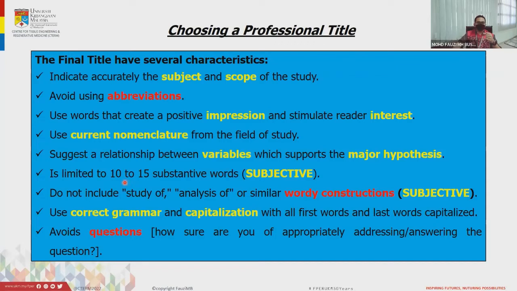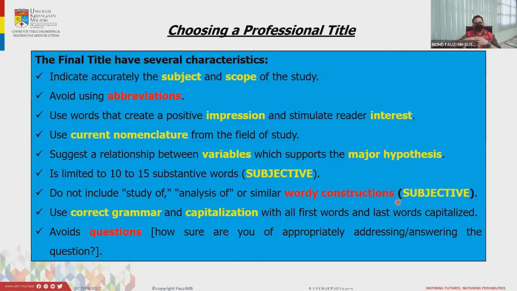And then the total number of words for the title is, for me, subjective basically. Sometimes the title has specific needs, but the total length can be really lengthy. You can justify it, and it depends on a case by case scenario. Please do not include "the study of", "analysis of" or similar wordy constructions. But at certain journals they are not really strict about this, so it's still subjective.